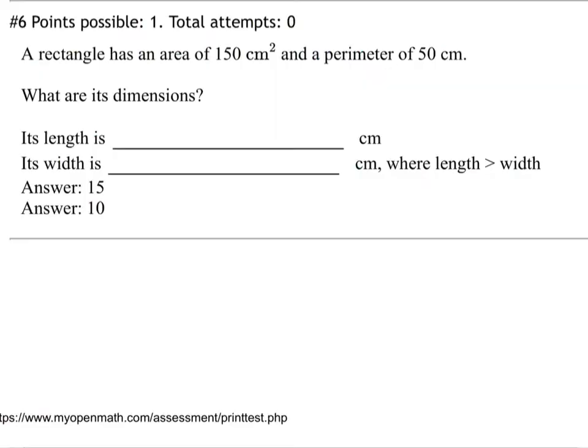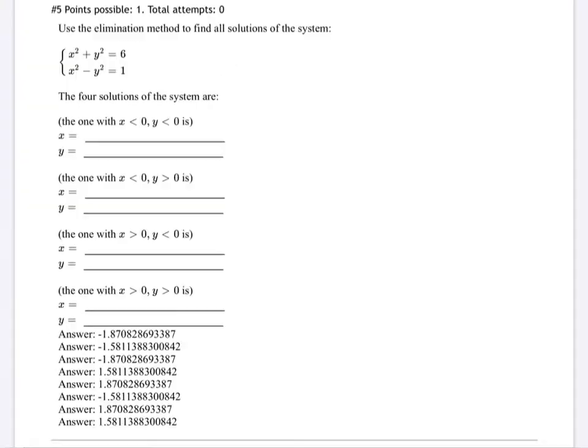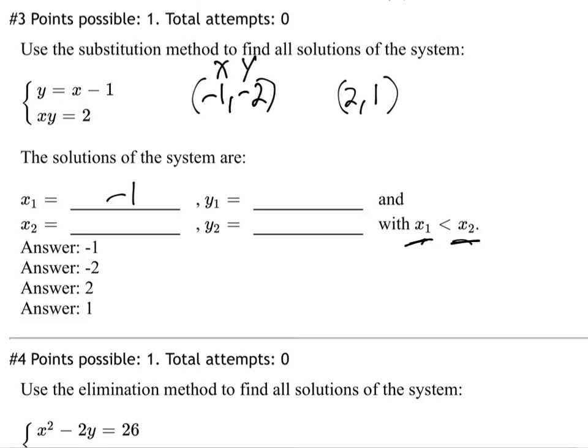How do they want us to put those in? Let's go back and see what they're saying. They're saying they want the x1 to be lower than the x2. So put the lower x first. That's the negative 1, right? Our two answers were negative 1, negative 2, and 2, 1, right? But they want this is the x and the y. They want the lower x first, the negative 1, and then the y that goes with that. And then the higher x, coming next, which is the 2, and the y that goes with that, the 1. There's the four answers. We got it.